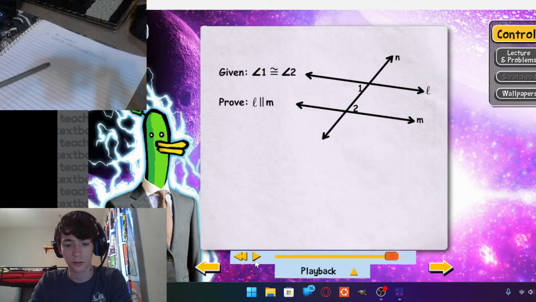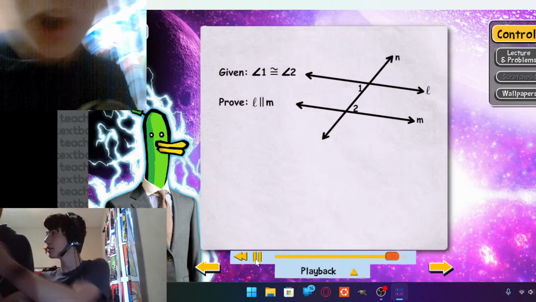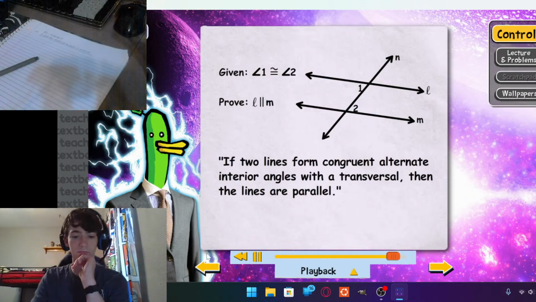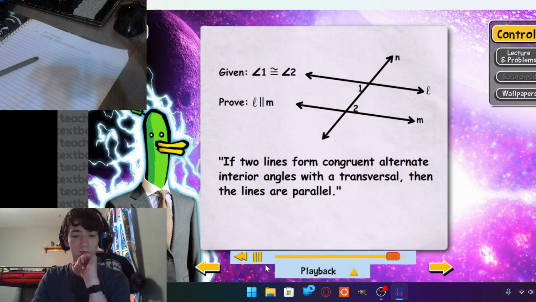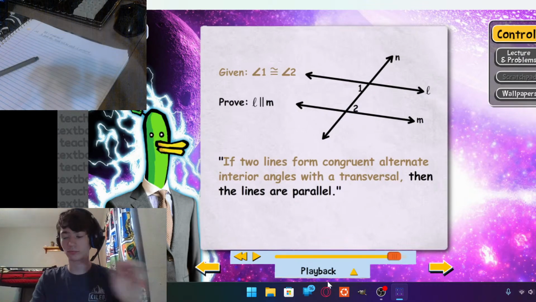Okay, use the reason, let me write it up here. If two lines form congruent alternate interior angles with the transversal, then the lines are parallel. That's really what we need, because the if statement has to be that the angles are congruent.